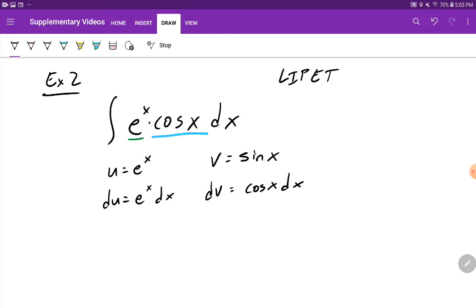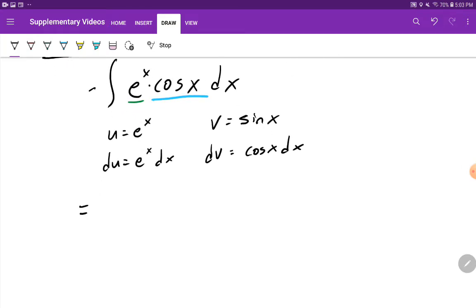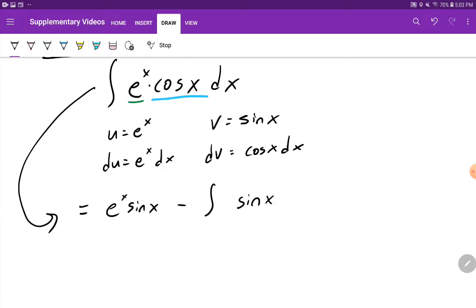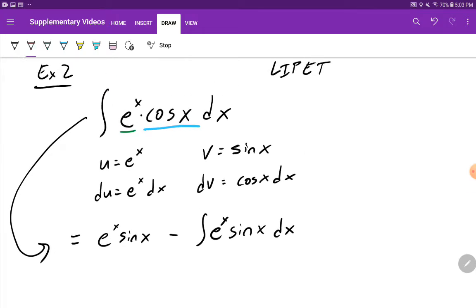And when you run integration by parts on this, you're actually going to find out that it's not going to make your integrand any simpler. Watch. So uv is equal to e to the x sine of x minus the integral of v, sine of x, du, which is e to the x dx, right? And if you compare it to how you started, you're thinking, this isn't much simpler than what I started with.